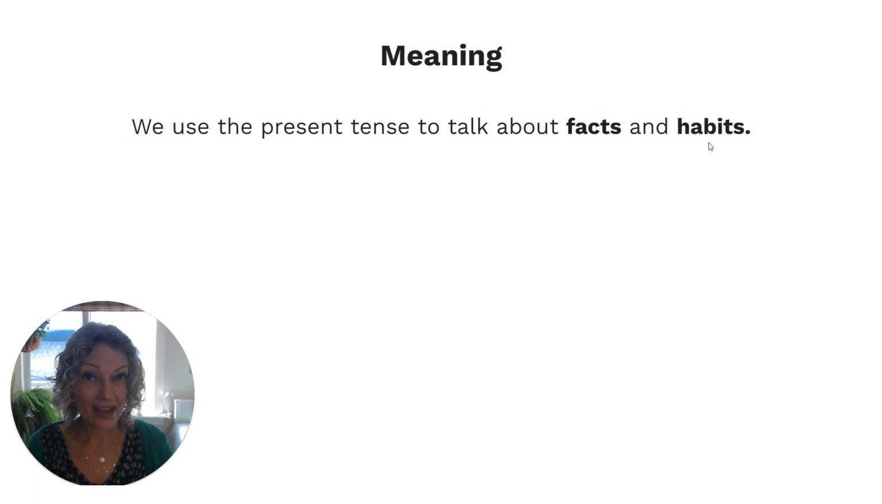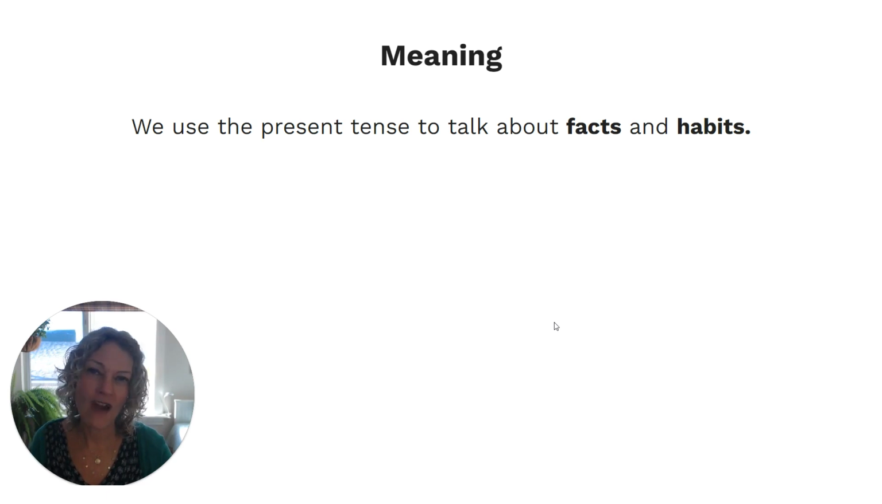Students usually think that the present tense is for talking about the present, right now, what's happening now. And of course, that makes sense because this is the present, but that's not the correct use of the tense. If you want to talk about the present, you need to use the present continuous tense. But the present tense is for facts and habits.